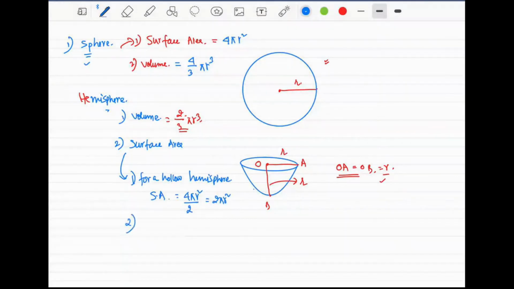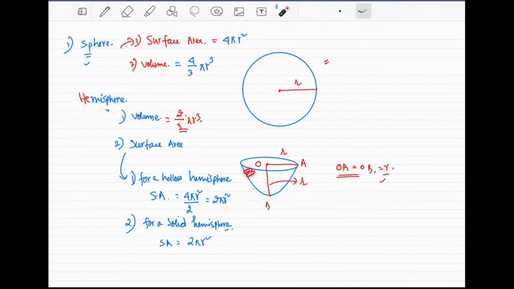Second condition, if we have a solid hemisphere, this portion will still exist. 2 pi r square will still be there. Surface area will be twice pi r square. The twice pi r square portion is this portion right here. You take a ball and the surface where the plastic is, that portion is the surface area.